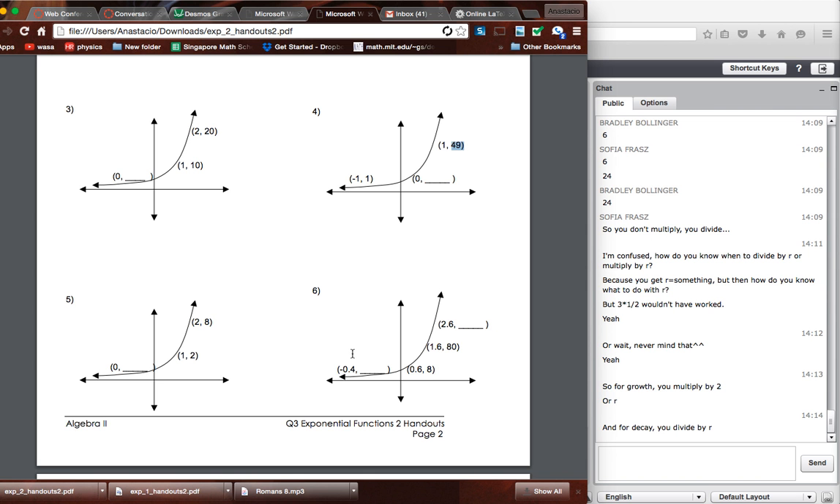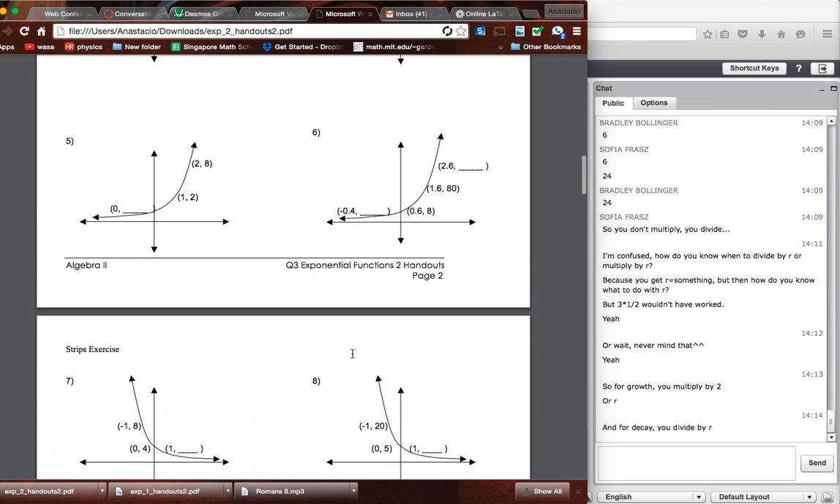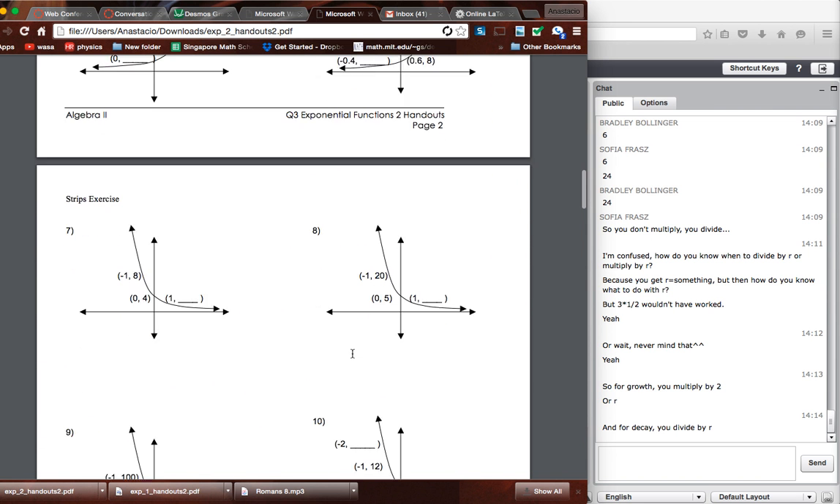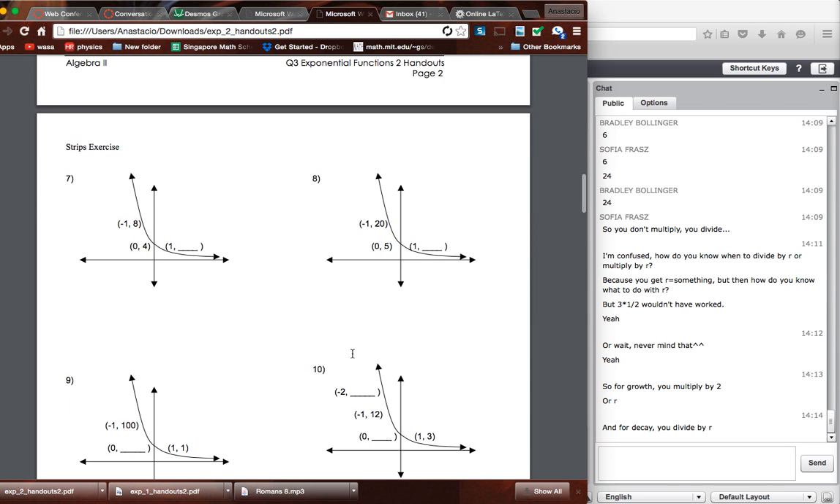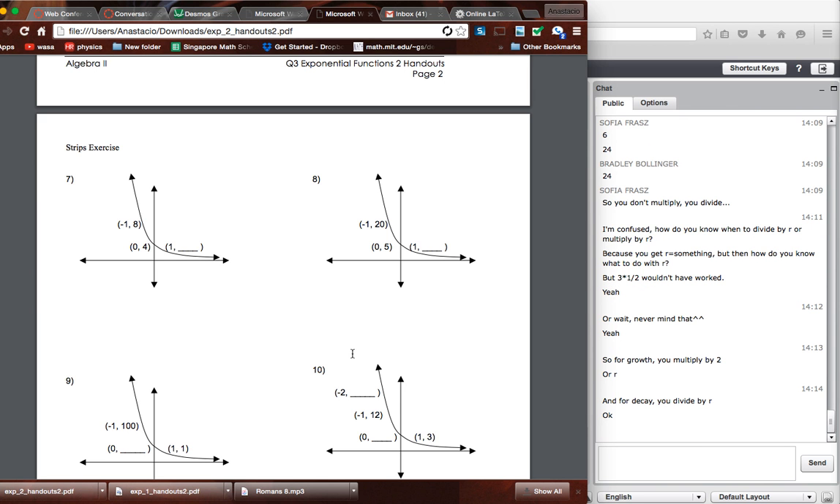And then for decay, I don't want to say you divide by R, but I would say that R just happens to be a fraction. Which I guess you can kind of think of it as dividing by R, but not really. R is a fraction, so you're dividing by the same number. Or you're multiplying by the same fraction. It's really the same thing.